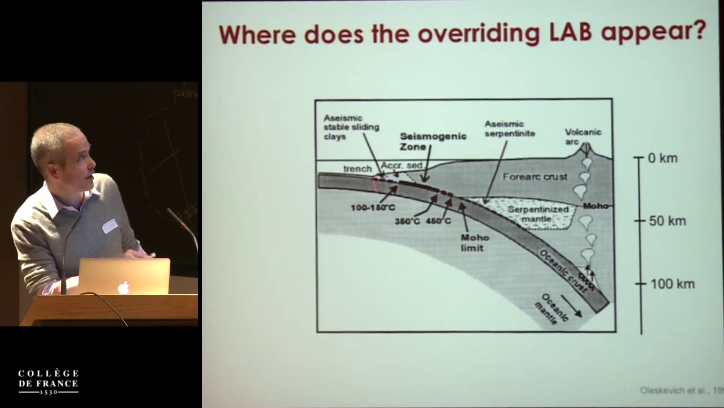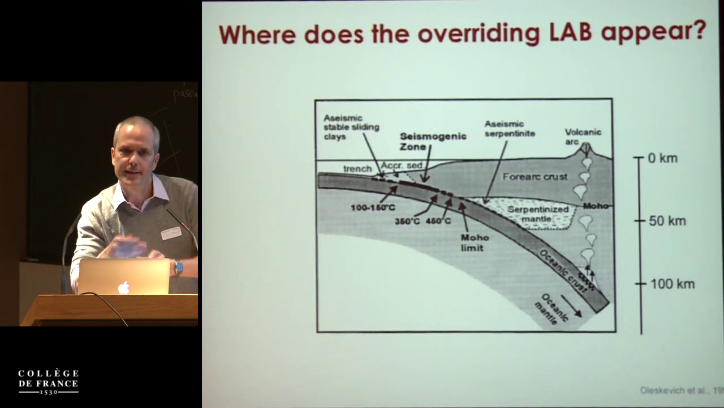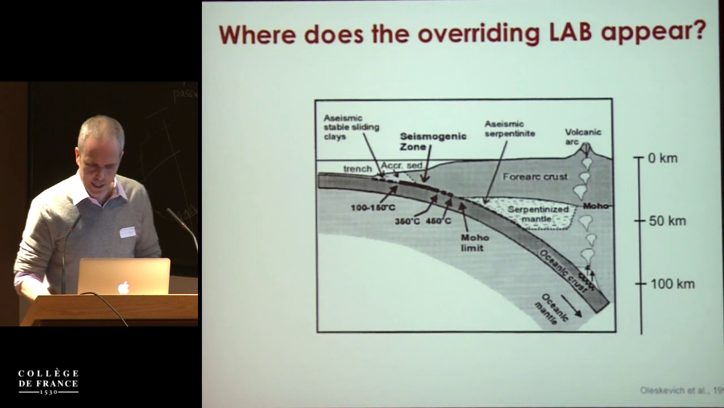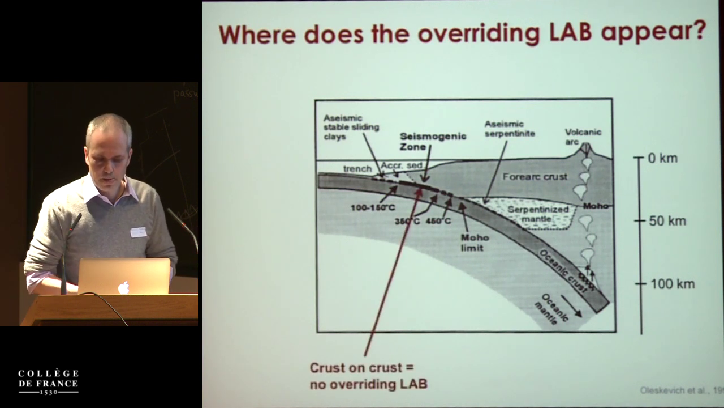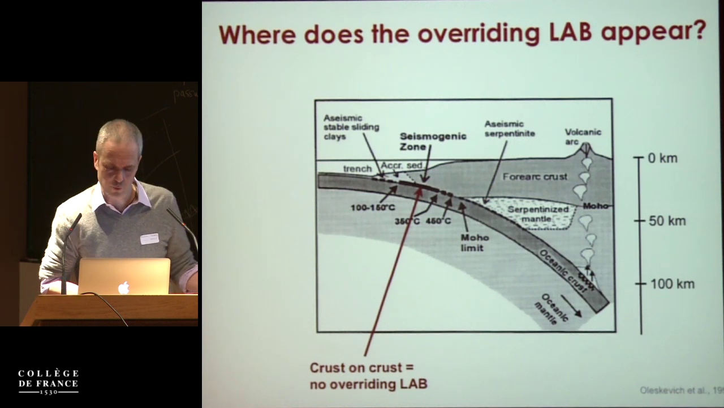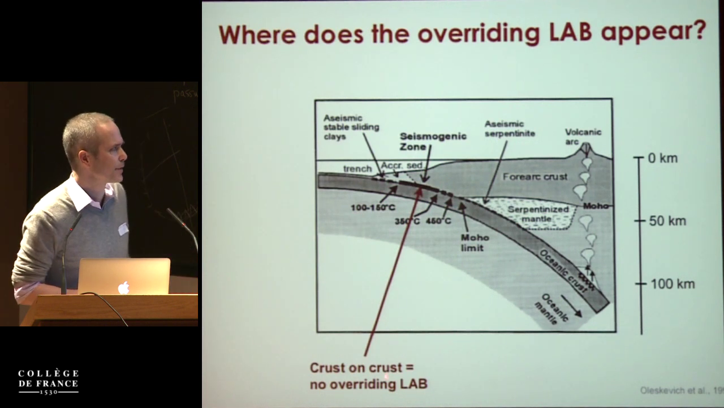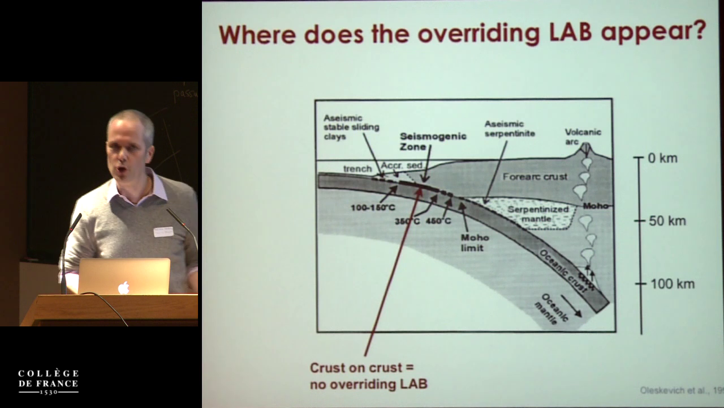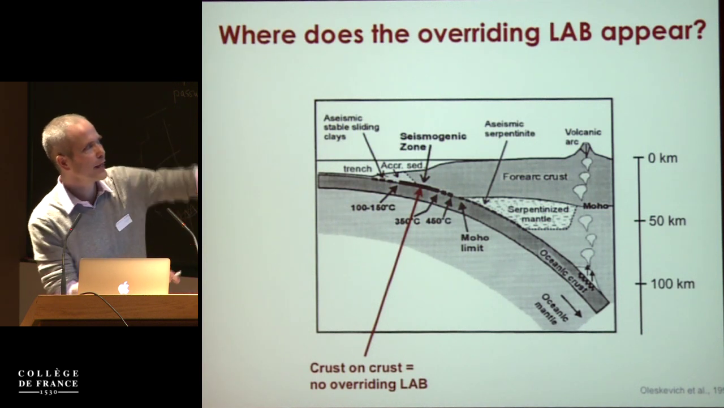And where does it start? It starts pretty much at the trench. I mean, there's the accretionary prism there, so you can say it can start a bit later, but let's start it here for now. The issue here is that, of course, we have subducted crust in contact with overriding crust, right? So it's crust on crust. It's often called the megathrust. That's where megathrust earthquakes happen. So crust on crust, there's obviously no LAB there to be found. So we have to move further inland.